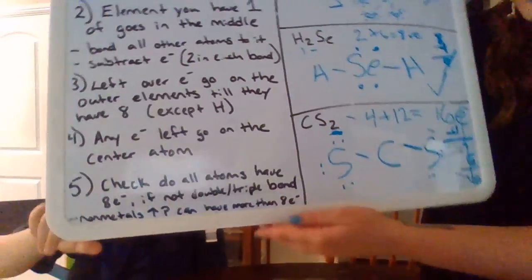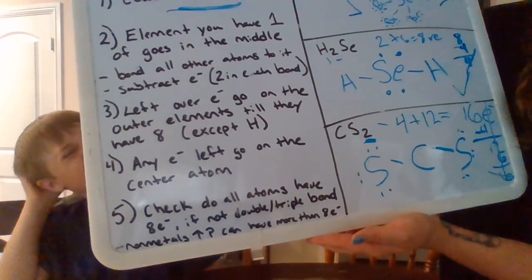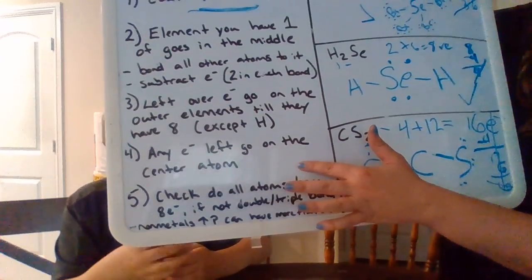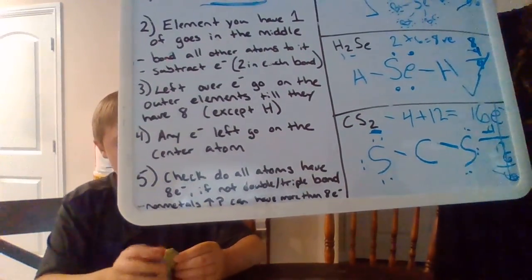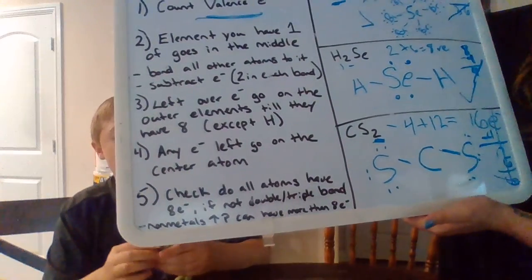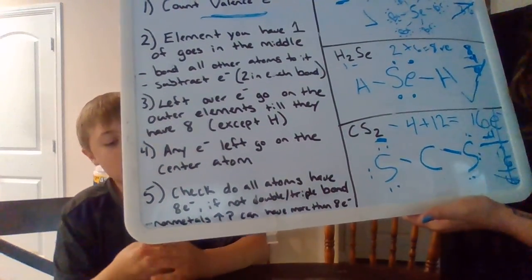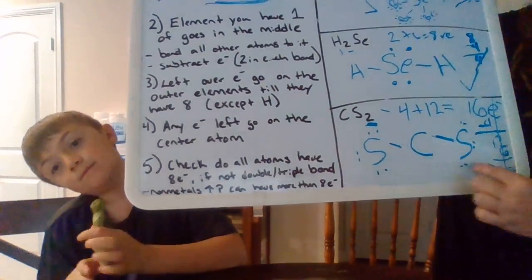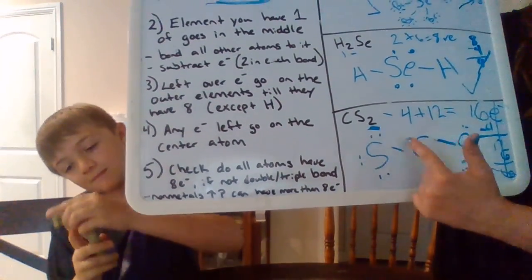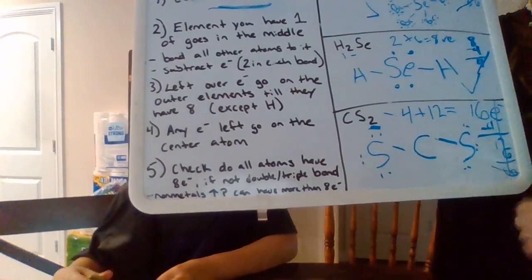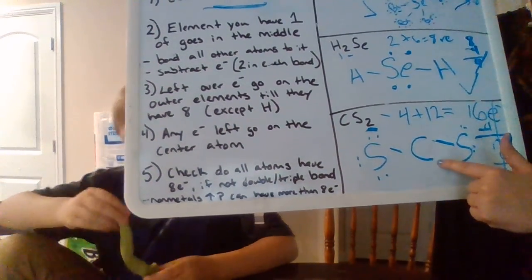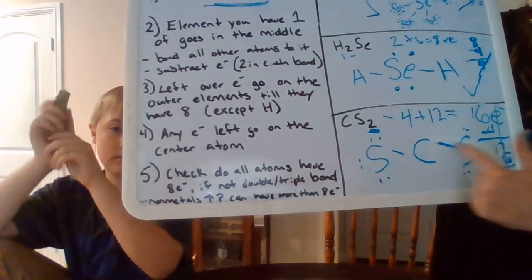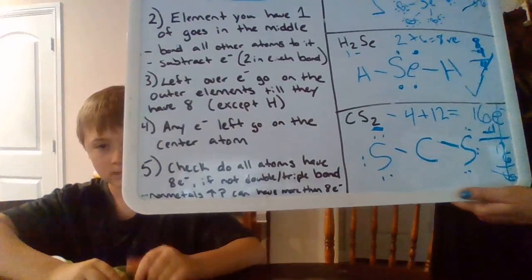But this is something we haven't seen before, so we're actually going to skip number 4, we'll go to number 5. Number 4 says any remaining electrons go in the center. I don't have any electrons remaining, so skip 4. Number 5 says check, do all atoms have 8? If they don't, then you have to make double or triple bonds. So sulfurs have 8 because they have 1, 2, 3, 4, 5, 6, and the bond makes 7, 8, so they're good. But carbon, how much does carbon have? It has 1, 2 right here because it has that same bond, 3, 4. It only has 4. It's supposed to have 8.